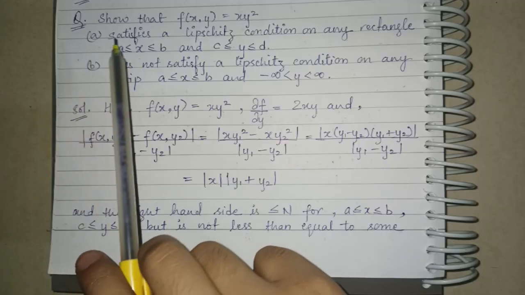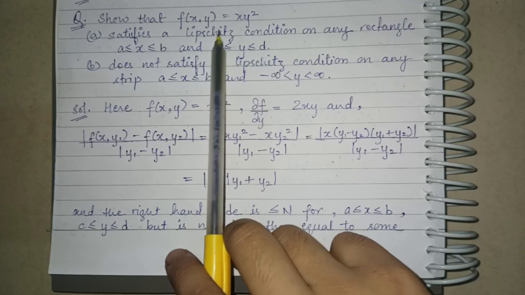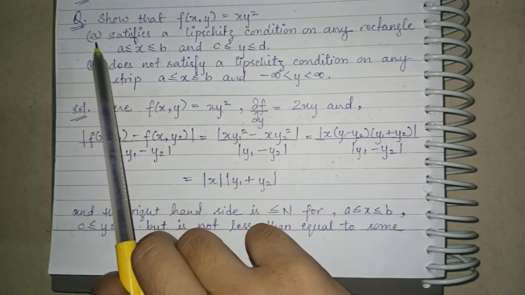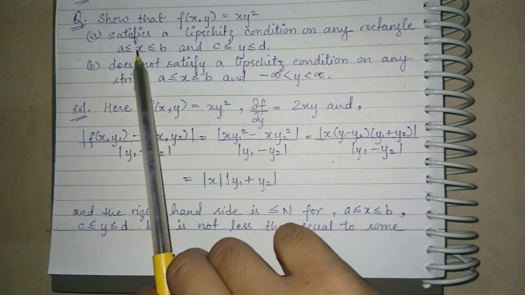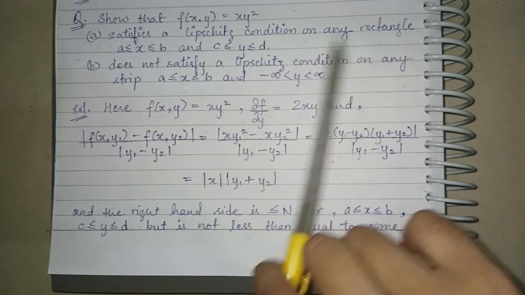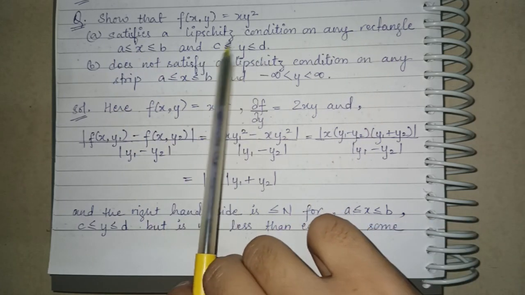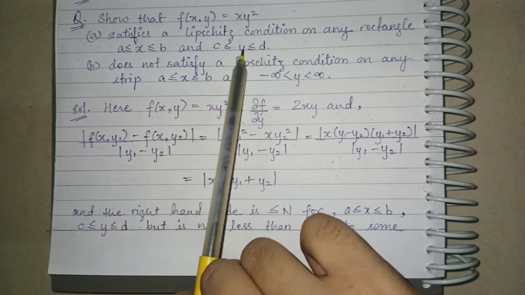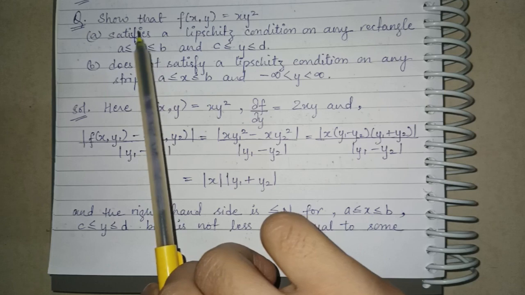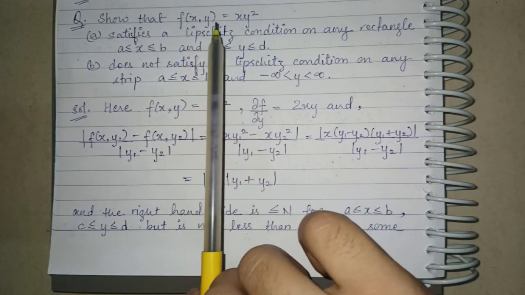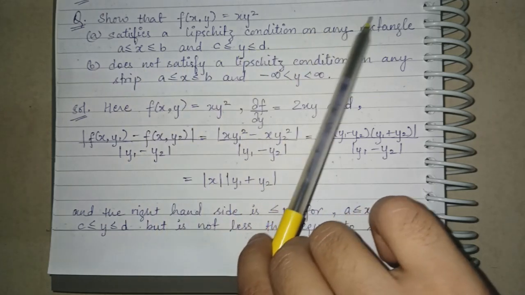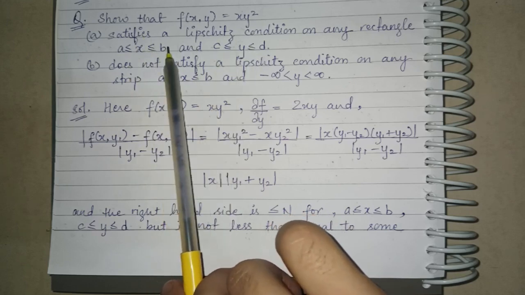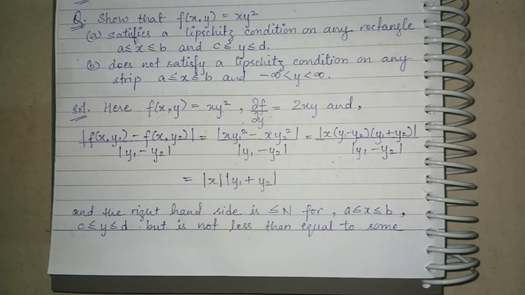Now here is another question that says: show that f(x,y) given as x y squared satisfies a Lipschitz condition on any rectangle where x lies between a and b and y lies between c and d. Here a and b are included, and here also c and d are included. So we have to first show that this function satisfies the Lipschitz condition on this rectangle. This rectangle contains the points (x,y) such that x lies between a and b and y lies between c and d. So here f(x,y) is x y squared.